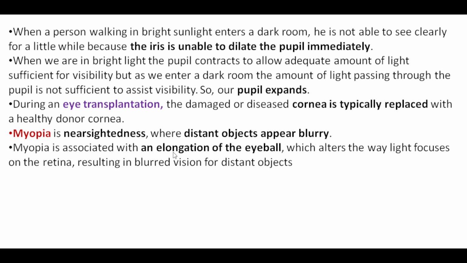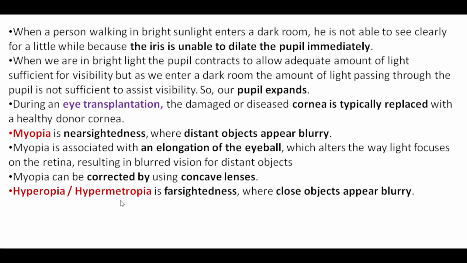Myopia is associated with elongation of the eyeball. आईबॉल जो है elongate हो जाता है, which alters the way light focuses on the retina, resulting in blurred vision for distant objects. Myopia, nearsightedness, can be corrected by using concave lenses.